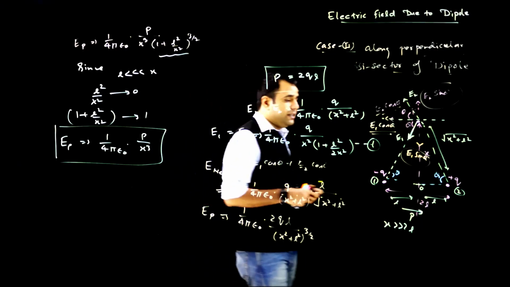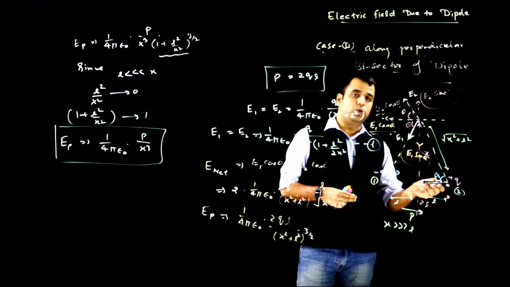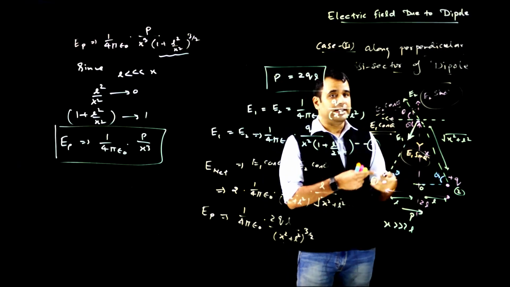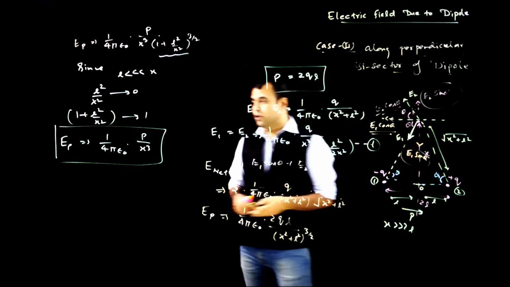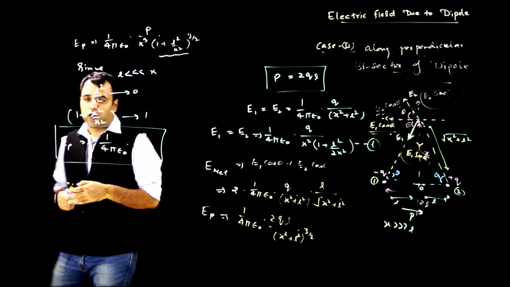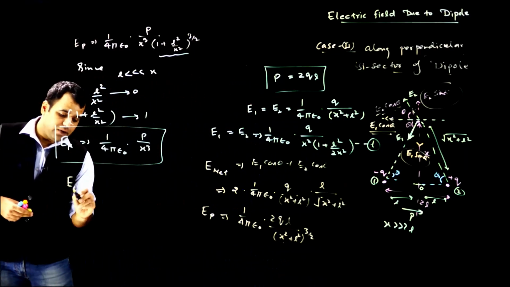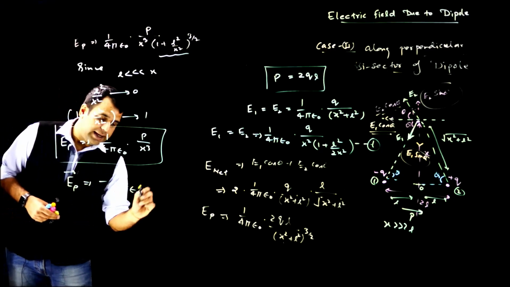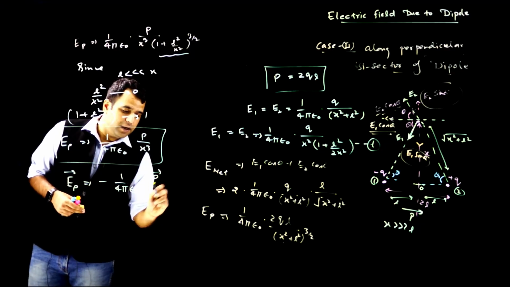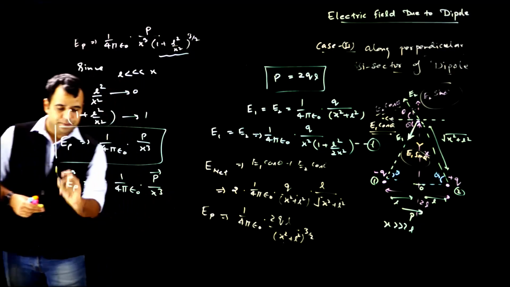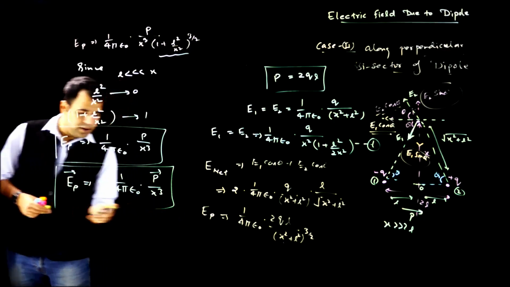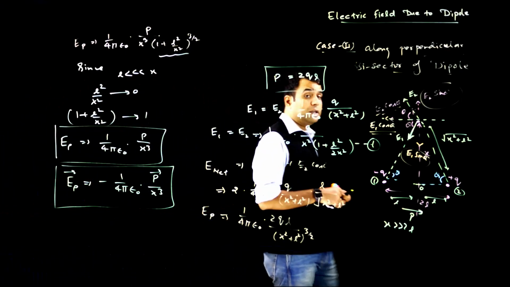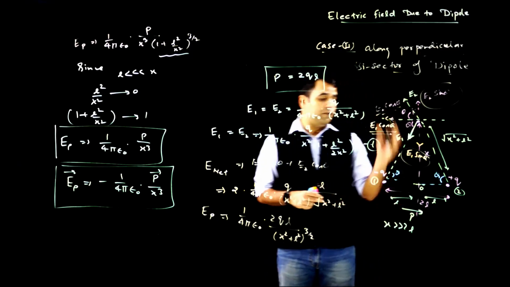And the direction, if you see, the direction of P is from minus q to plus q. It's in this direction. The electric field is coming in the opposite direction. So the electric field in this case is anti-parallel to P. So if I want the vector formula for the electric field at point P, it will become EP equals minus 1 upon 4 pi epsilon naught P upon x cube. Okay. So this is the electric field along the perpendicular bisector of this dipole.